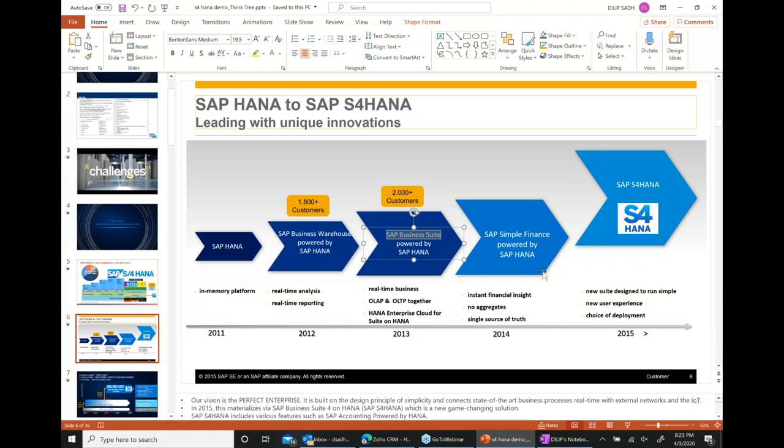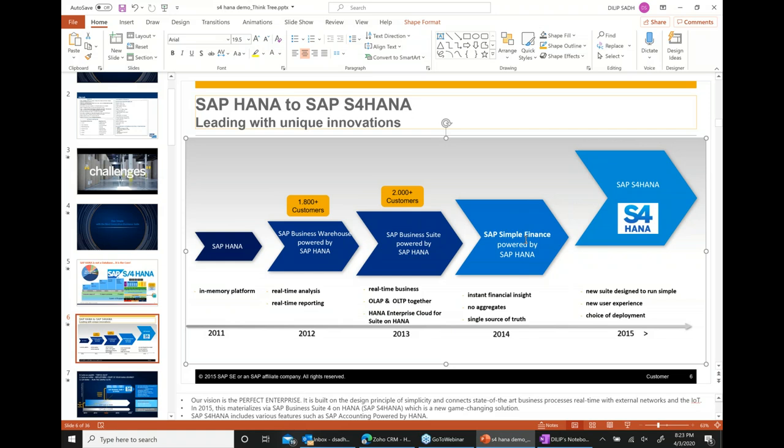Then in 2014, they came with something called simple finance. There is also simple logistics. Later on, I have a slide called simple finance and simple logistics, where I will discuss what simple finance really means. But this thing called simple finance, whatever that is, SAP came with in 2014.